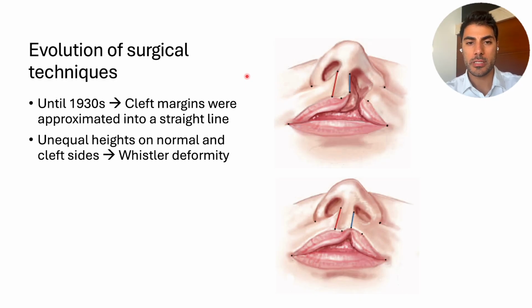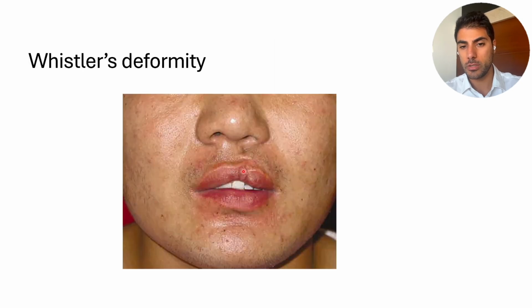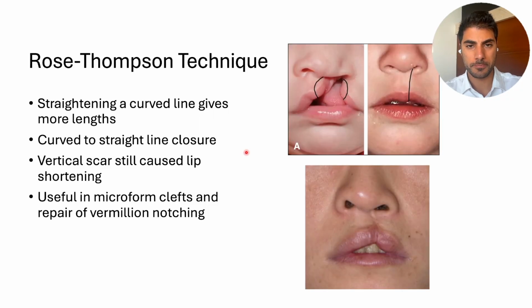So first, until the 1930s, the cleft margins were just sutured to themselves. So this was sutured to this end, and as we can see, the result is we have a shorter philtral column. So this will create a notch, and it will create what is called a Whistler deformity, because here the philtral column on the cleft side is shorter.